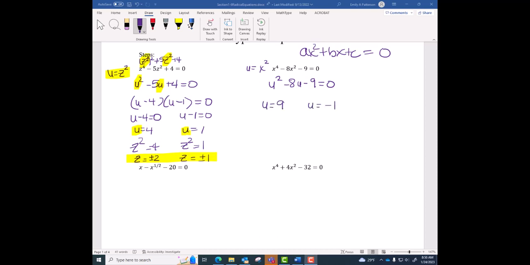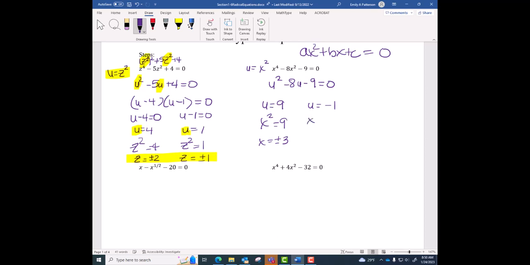Hopefully this is what you got. So when we put this in, u is equal to 9, so x squared is equal to 9. Taking the square root of both sides, we have that x is equal to positive or negative 3. Remember, every time we take the square root, we have to take the positive or the negative into account.